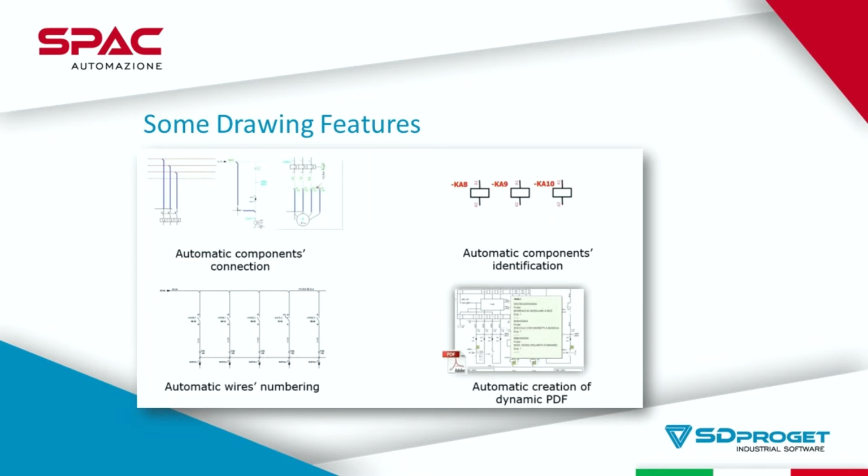To show you some drawing features you can find in SPAC Automation, we can talk about fast and specialized commands to make the design of the scheme easier. So for example, when you insert a symbol in the drawing, the connection between power supply lines or other symbols or signal lines are done automatically.